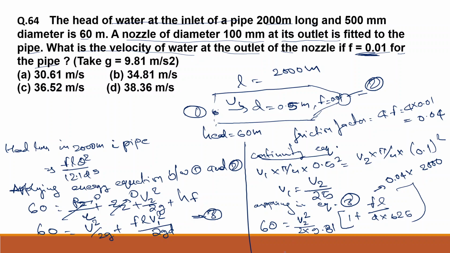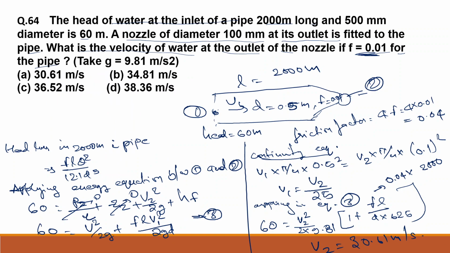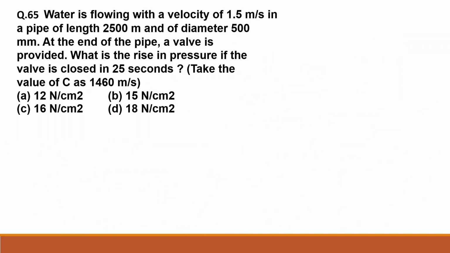By solving this one, we get the value of V2. V2 is equal to 30.61 meter per second. Option number A will be our right answer. After that, moving to the 65th number question.